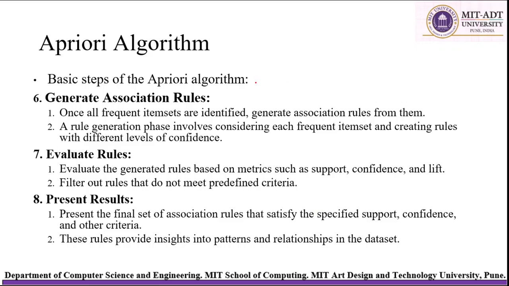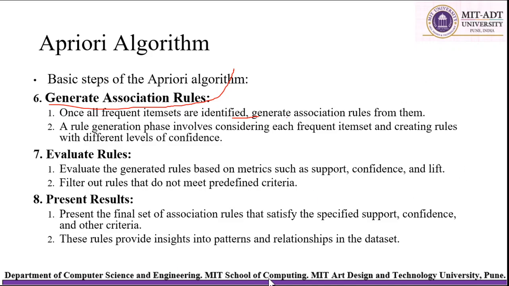Now this is the first part. Now the second part of this is generation of the association rules. In the first step, we have got all the frequent item sets. Now from these frequent item sets, we'll generate the association rules. All the frequent item sets are generated. Now we'll identify the association rules.